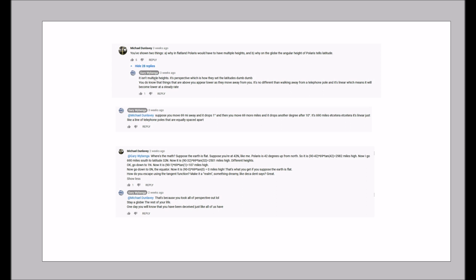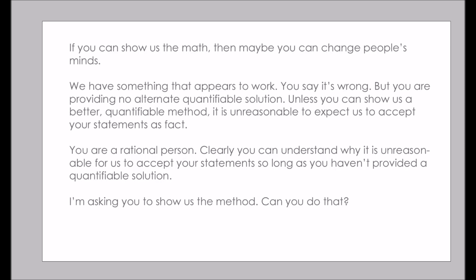I'll remind you that you said it isn't multiple heights, it's perspective, which is how they set the latitudes. And down here, you responded to Michael Dunleavy by saying that's because you took all of perspective out. So put it in, put the perspective in, and put numbers on it and show us how we can calculate an answer based on your approach. If you can show us the math, then maybe you could change people's minds. We have something that appears to work. You say it's wrong, but you're providing no alternate quantifiable solution.